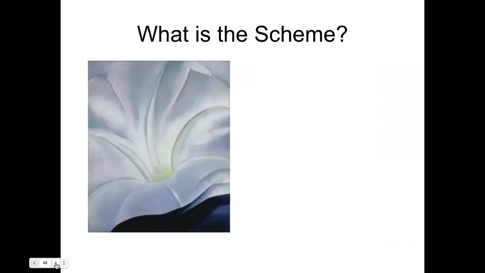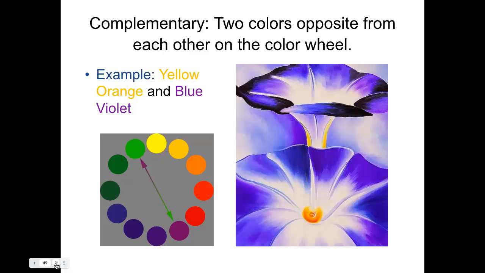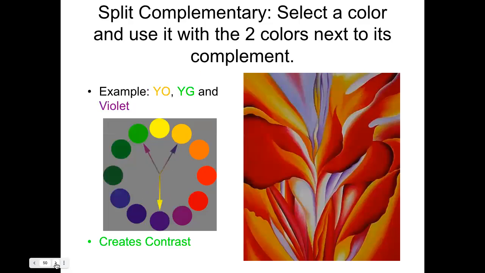Okay, what scheme is this? Now, depending on your monitor, this might look like it's neutral. Maybe it looks like it's gray, black, white, and cream. When I look at it carefully, I see violets and yellow. So I would also say that this is complementary colors, but your neutral colors are those colors that are not found on the color wheel. So here's the complementary. These are opposites on the color wheel. They create dramatic contrast. Notice in this example, she primarily uses violet and yellow.